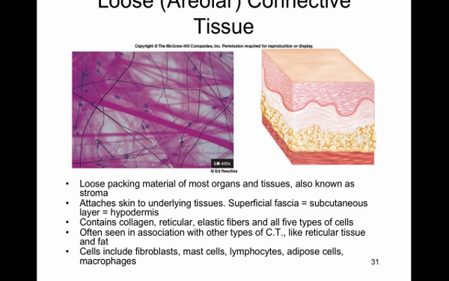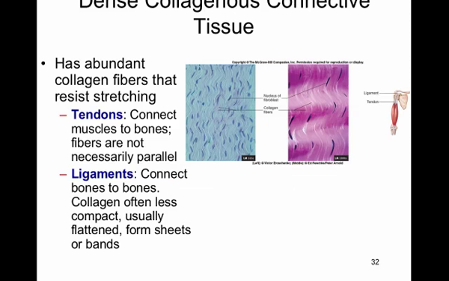So in tomorrow's lab, it's going to be on epithelial and connective tissue. We're going to look at microscope slides of a lot of these different types of tissues. Okay, so tendons and ligaments there.